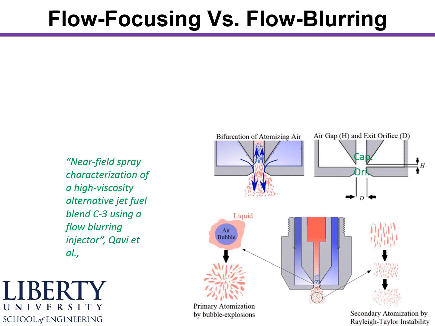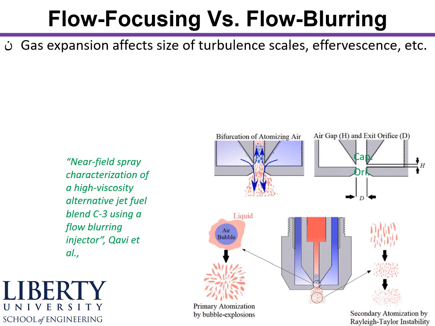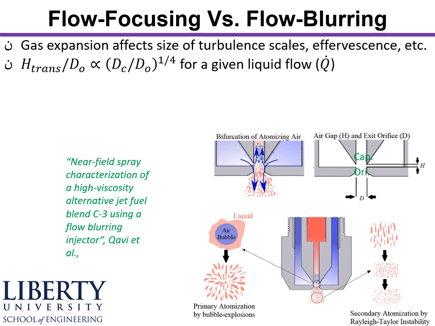But flow focusing, you could picture the same situation without the central stream being permeated by the gas phase. So the gas expansion, though, is going to lower those turbulence length scales. It's going to induce an effervescence in the nozzle and change the way the system behaves, which is what you want in this case. But it turns out that for a given liquid flow, Q dot, the height and diameter ratio, the DO is the orifice diameter, those become very important parameters, and the transitional height normalized by DO is a function of the other diameter ratio to the 1/4, and that was given in some prior work. I didn't develop this.